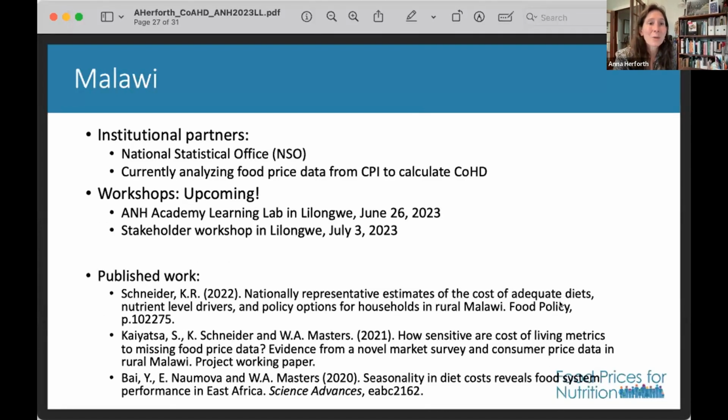In Malawi, we are working with the National Statistical Office currently to analyze food price data to calculate the cost of a healthy diet, and that will be part of the workshop in person next week. And Kate Schneider, who was a PhD student in the project, did a bunch of work in Malawi previously that's been published.